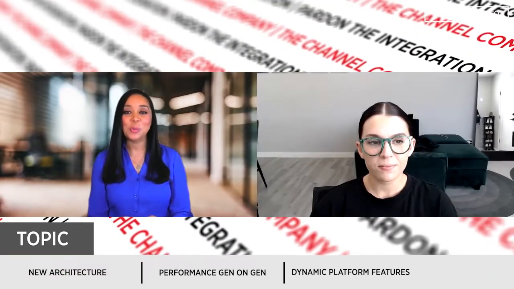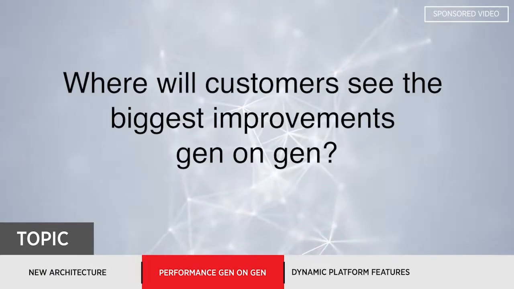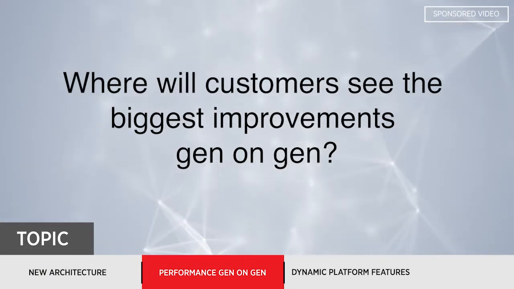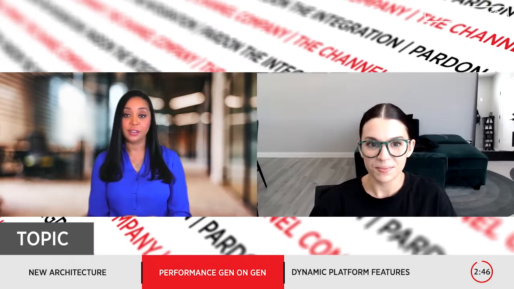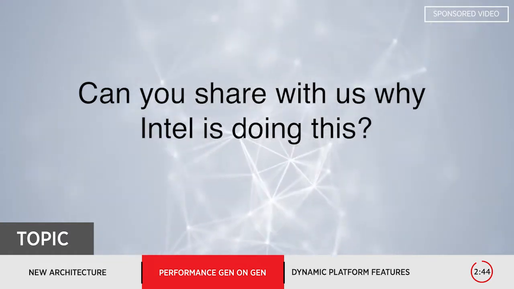Segment 2, performance gen on gen. Where will customers see the biggest improvements gen on gen? I would expect the largest gen-on-gen performance to be seen in multi-threaded performance with up to 41% increase, and then in single-threaded performance up to a 15% increase. We're seeing Intel mention experiences in their superlatives for 13th gen. Can you share with us why Intel's doing this?